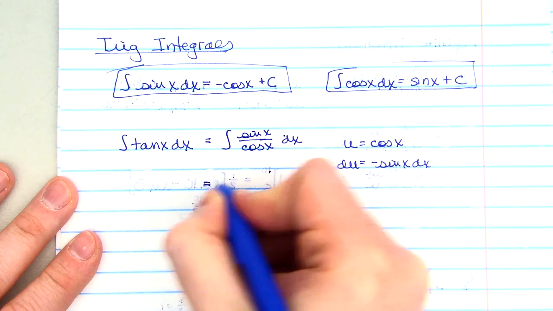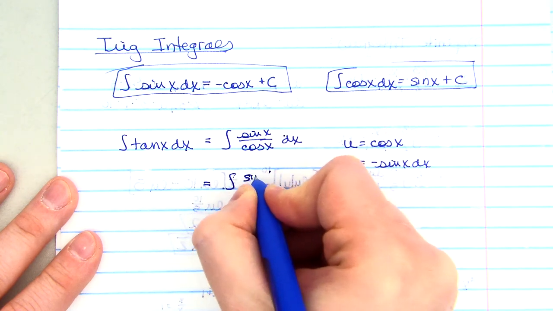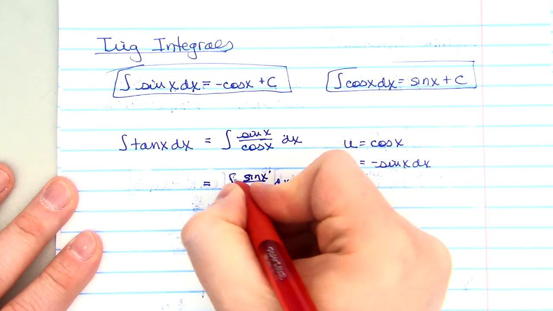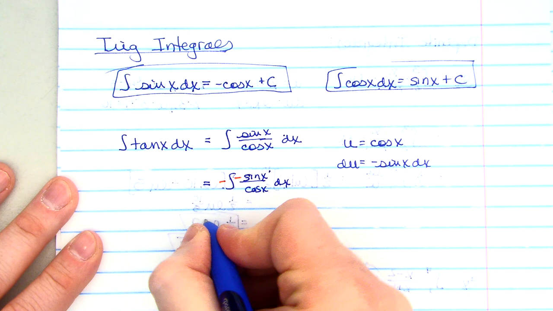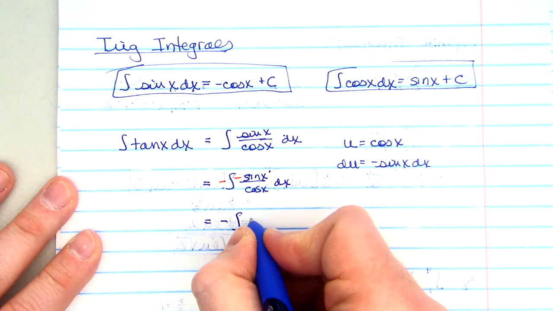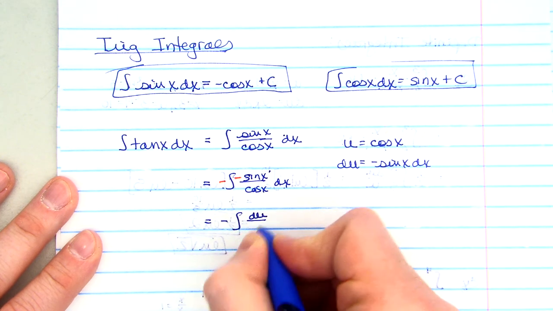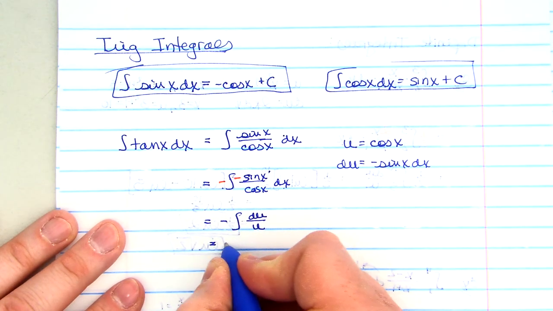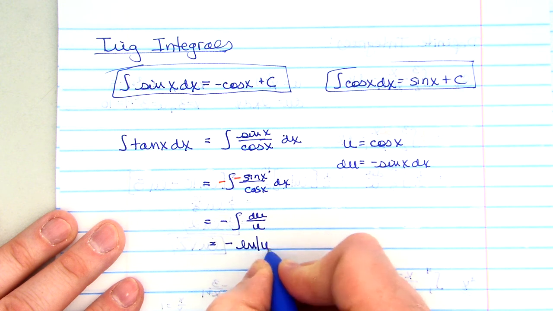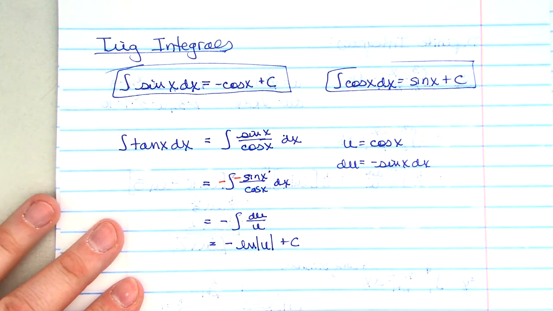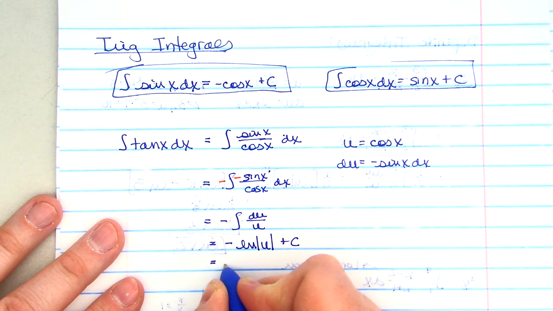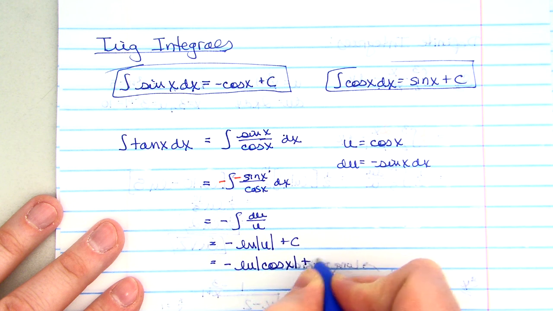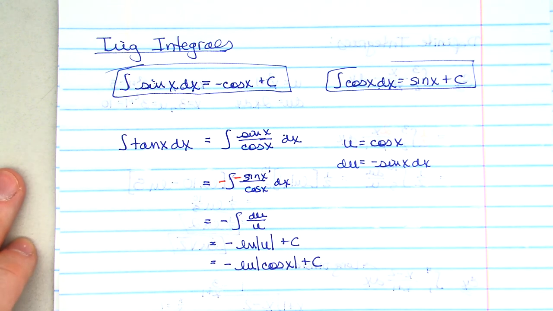So to make this work, I'm just going to rewrite it so we can see the process. Sine x over cosine x dx. We need a negative in, a negative out. Negative the integral of 1 over u du, or du over u. Negative the natural log of the absolute value of u, plus a constant. Negative the natural log of the absolute value of the cosine of x plus c.